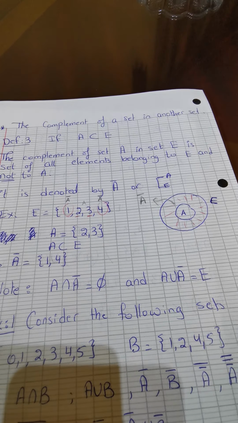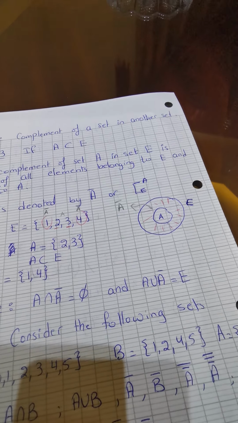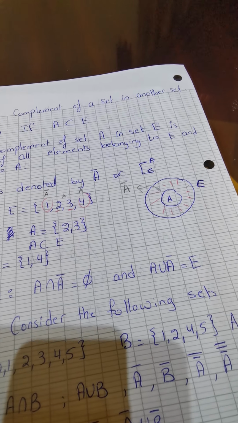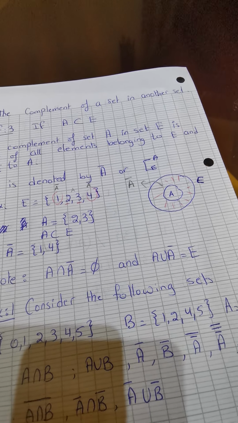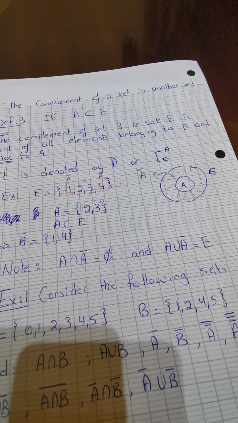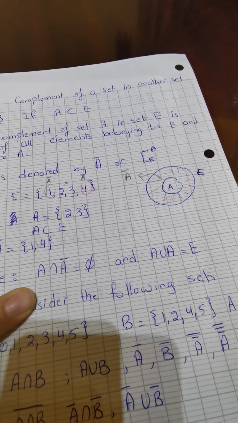As you can notice, the intersection between the two sets A and A bar is phi, where there are no common elements. As we said, A bar is the set of all elements that do not belong to A and belong to E. So there is no intersection between A and A bar. That's why A intersection A bar is phi.